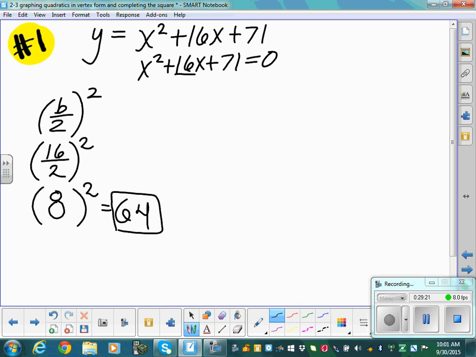So remember, in the correct spot would be after that 16, after that b, after that bx. So I'm going to rewrite this again. X squared plus 16x. Now I'm going to insert my square in a different color, and you always add it. Add 64. But if you add 64, you've got to subtract 64, because we can only add a fancy 0. Did everybody get up to there? And then we won't forget about our plus 71.